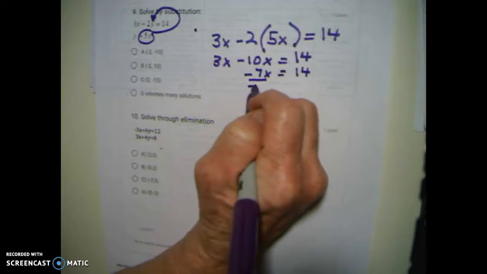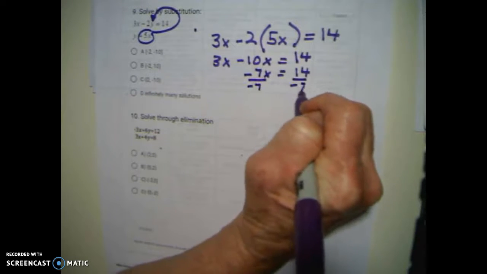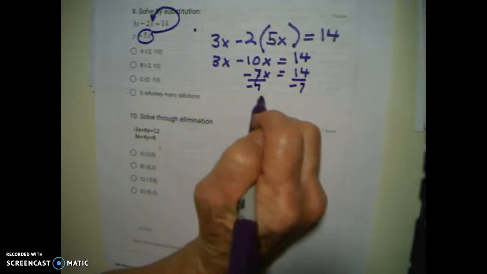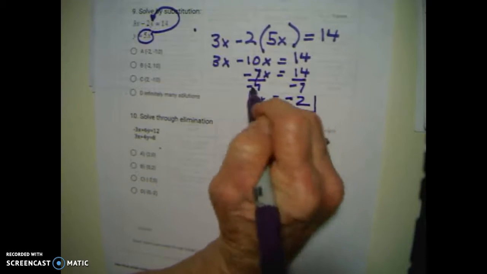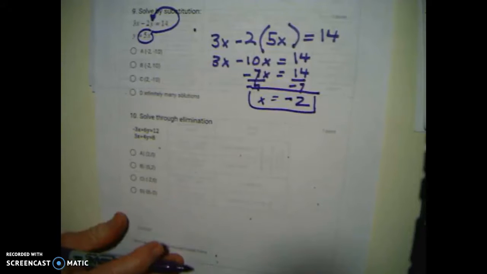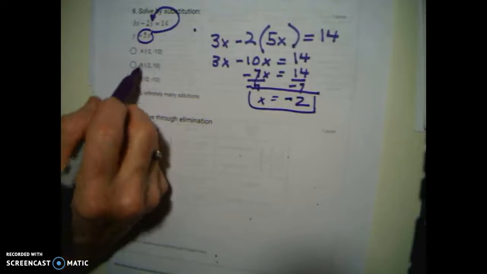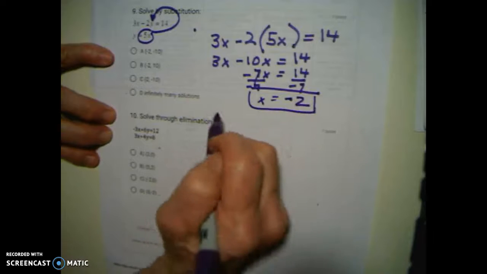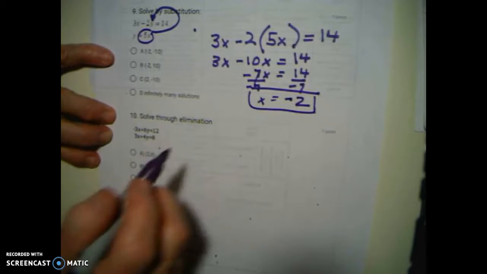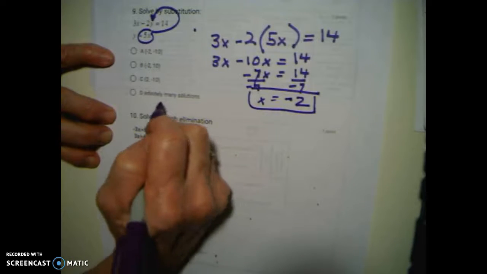Let's get rid of our negative 7, and I have x equals negative 2. That's my x answer. Once again, I can't be lazy here because I have two negative 2s here, which means I have to go back in and substitute it in the second equation, but that's not too hard because the equation is tiny.